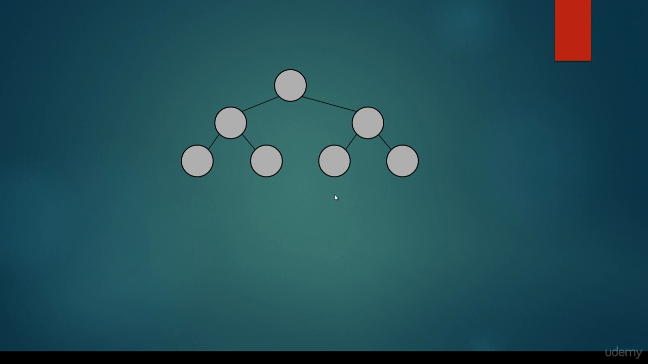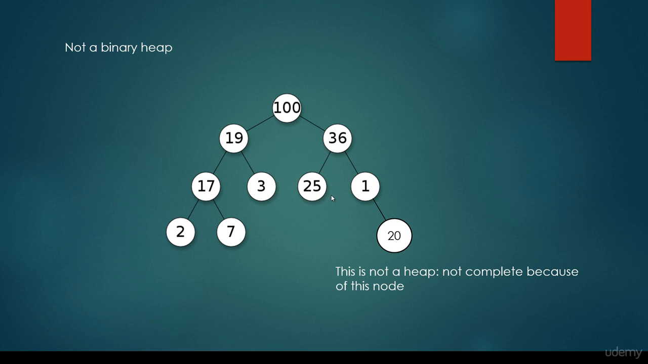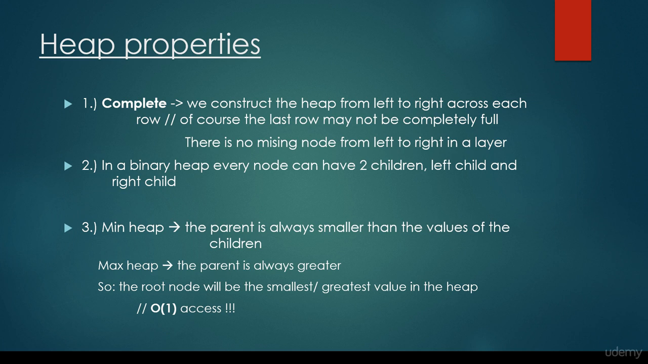Otherwise, the heap would be incomplete, which means that it's not going to be a heap data structure. So like this and so on. Again, it's not going to be a heap because it is not complete because of this node with the value 20. So again, the heap property is that it's going to be complete. There is no missing node from left to right in a layer.